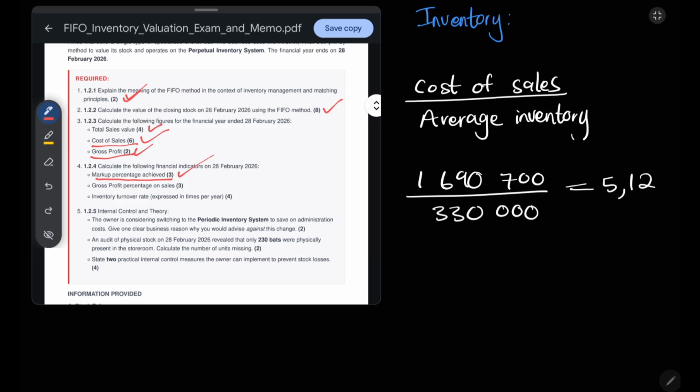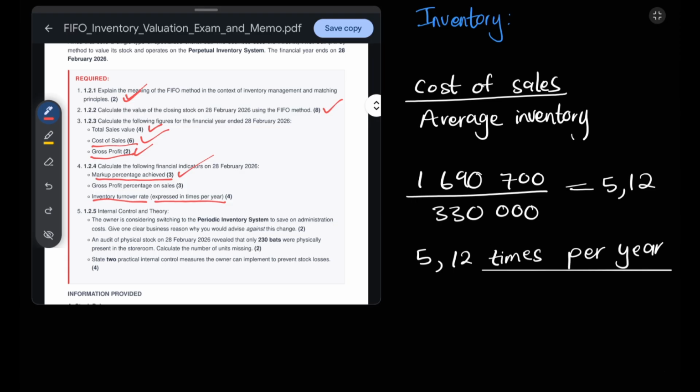So is it 5,12 rands, units, or what is it? They said inventory turnover rate expressed in times per year. So we have to say 5,12 times per year. The answer is right there. They told you to use times per year. But then again, if they didn't say expressed in times per year, you just have to remember that your inventory turnover rate is basically how many times you buy and sell your stock in a year. So you can say 5,12 times. That still works. So we're done with 1.2.4.